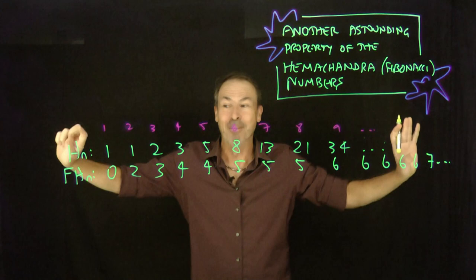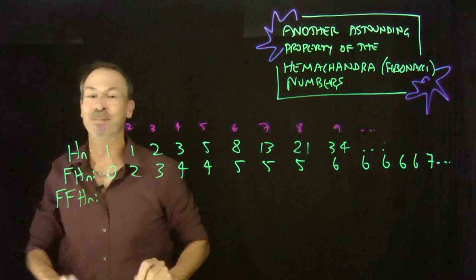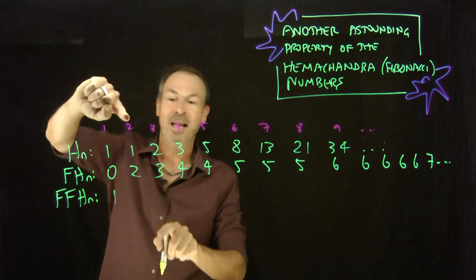Here it comes. Let's now take the frequency of the frequency sequence. Ask how many of these numbers here are smaller than 1. Well, that first one's smaller than 1, one of them. How many smaller than 2? Oh, just that first one still. How many smaller than 3? The first 2.